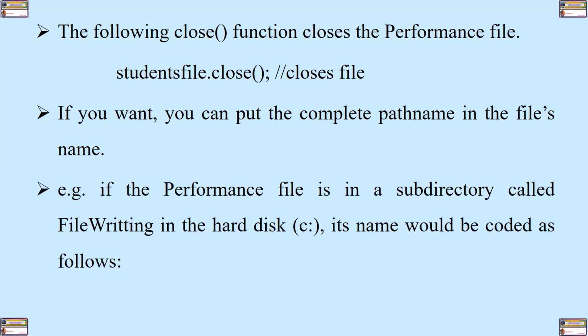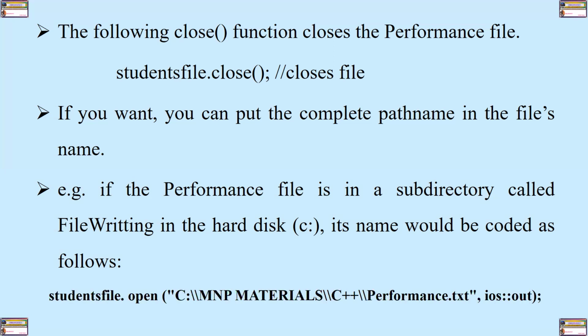So for example, if the performance file is in a subdirectory called file writing in the hard disk, then its name would be coded as follows: students file.open, and then the name of our file is C:, then note the backslash. The backslashes are 2, not 1, as is ordinarily done. This will help the compiler know that those are folders and subfolders in which the performance file is kept.